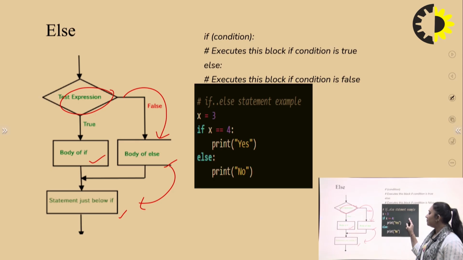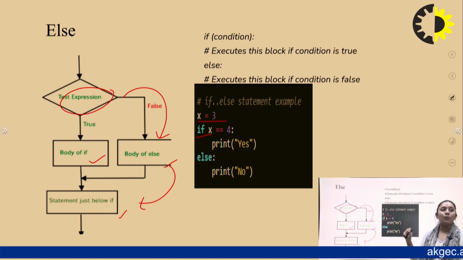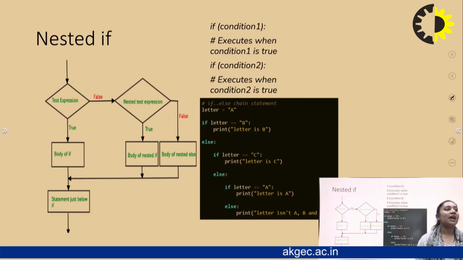As you can see in the example, we define x equal to 3, so the value 3 is stored in the x variable. Next is the condition, where we use the comparison operator: if x is equal to 4, what statement does it print? Yes. Or else, what statement does it print? False, right?